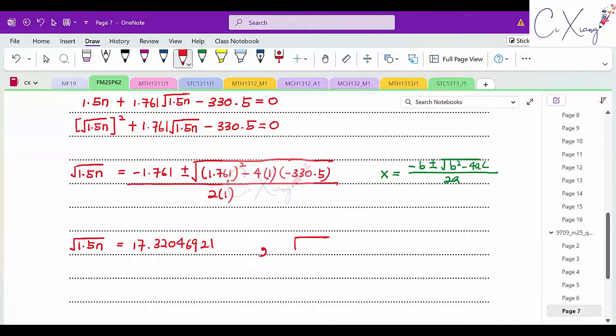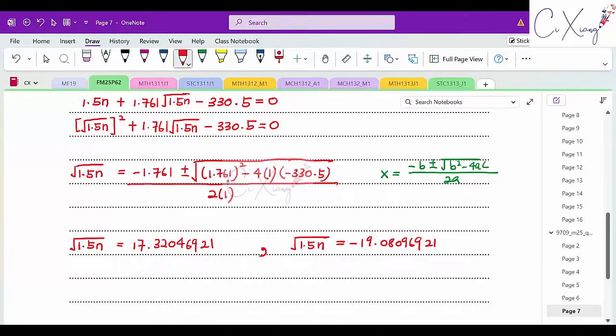Another one is square root 1.5n equals negative 19.08096921. So of course, when you look at the value, it is very tedious, right? It's very long, and it seems so worrying when you look at the solution here, all the values that you get.